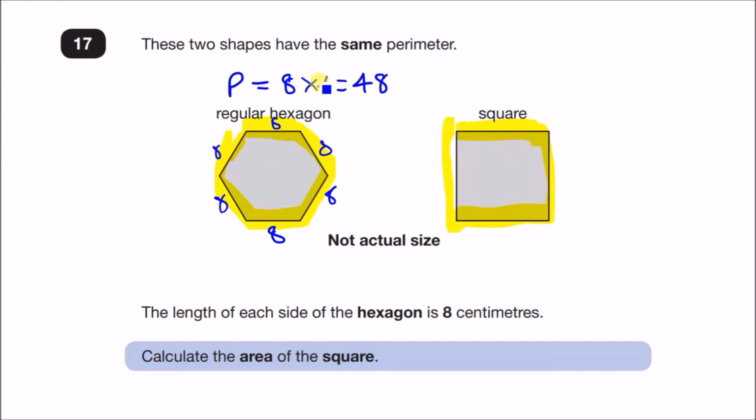Okay. And since we know that both shapes have the same perimeter, well, we can easily work out a square. Because there's 4 sides, divide this number by 4, you should get 12. So every length is 12. And they both make 48, so that's good.